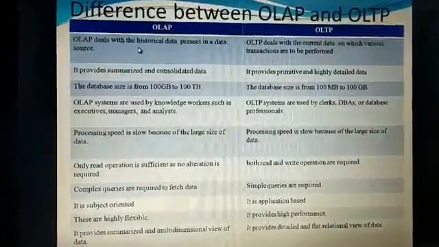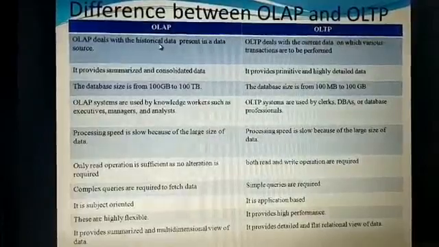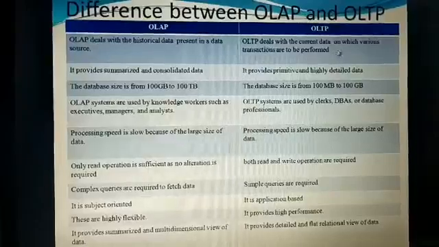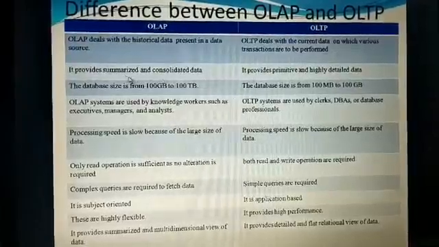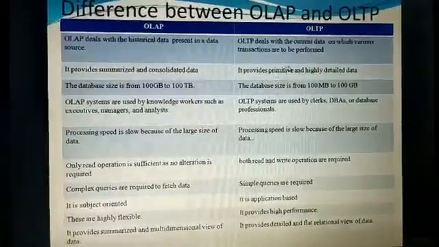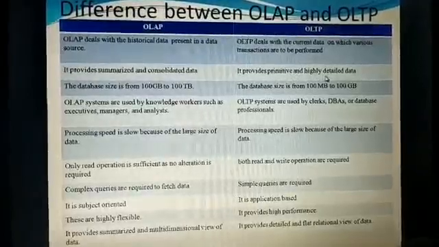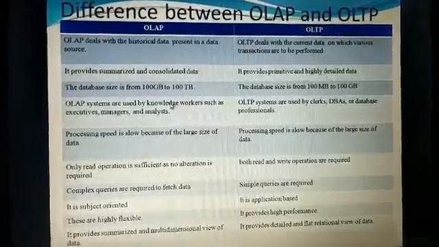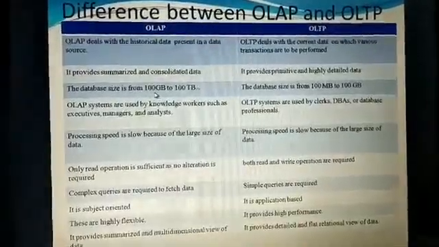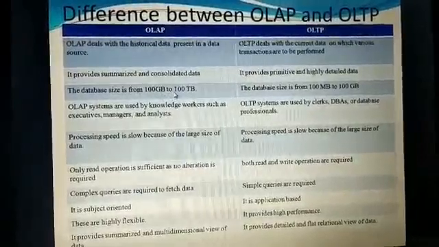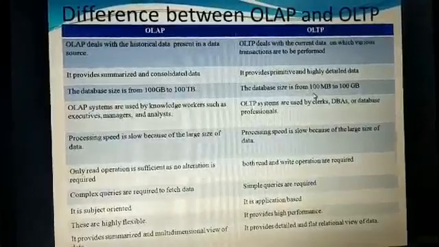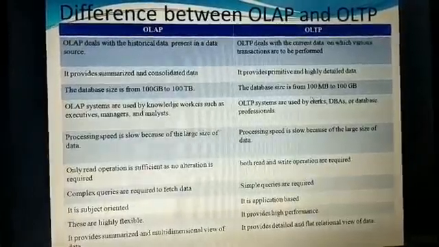First difference is OLAP works on the historical data present in the data source, and OLTP works on the current data on which the transactions are to be performed currently. Second, OLAP provides summarized and consolidated data because it works on the historical data, but OLTP provides primitive and highly detailed data because it works on the current data. OLAP uses a large amount of memory, ranging from 100 GB to 100 terabytes, but as compared to OLAP, OLTP works on the current data, so the database sizes range from 100 MB to 100 GB.